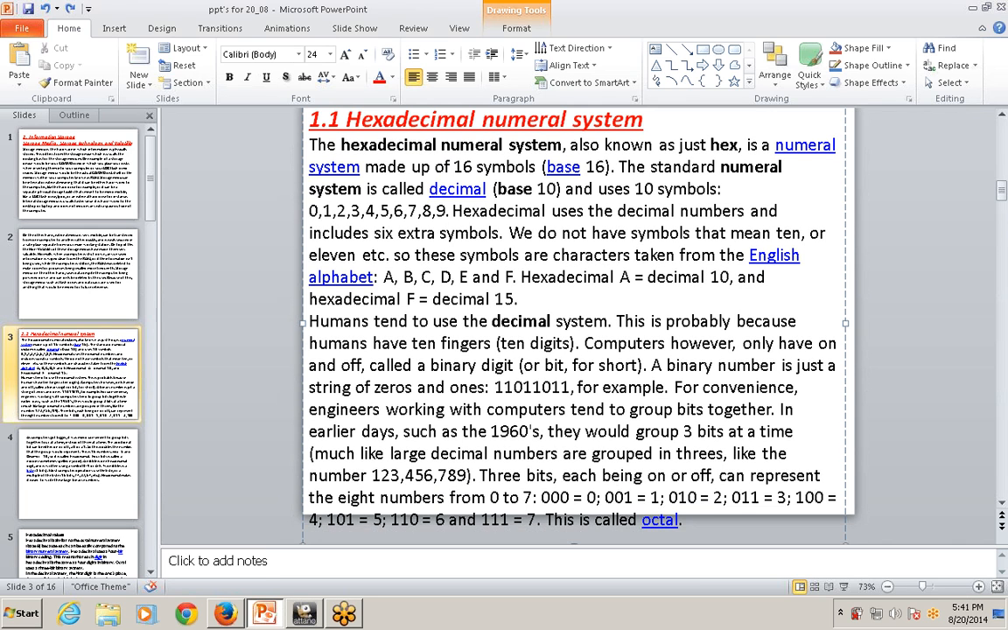So these 3 bits represent on or off, giving 8 numbers from 0 to 7: 000, 001, 010, 011, 100 and so on. For the equivalent conversion, 010 is 2, 011 is 3, 110 is 6, and 111 is 7. This is known as the octal number system.